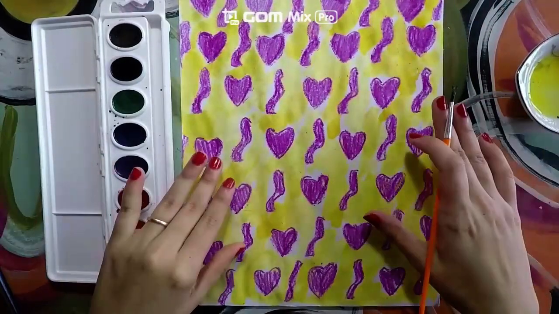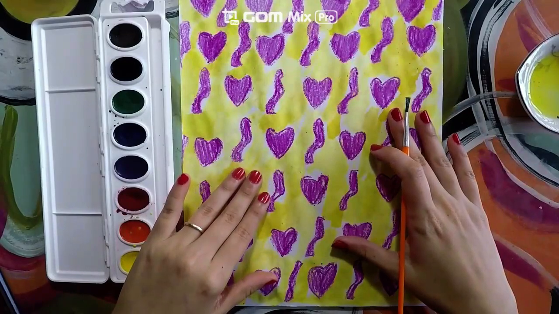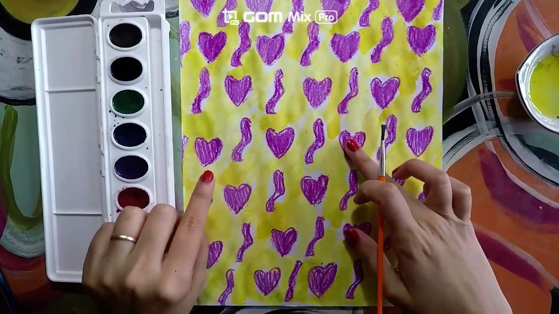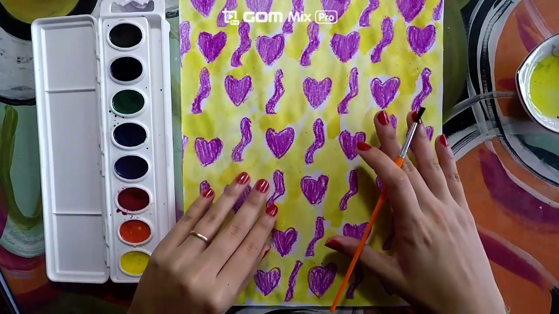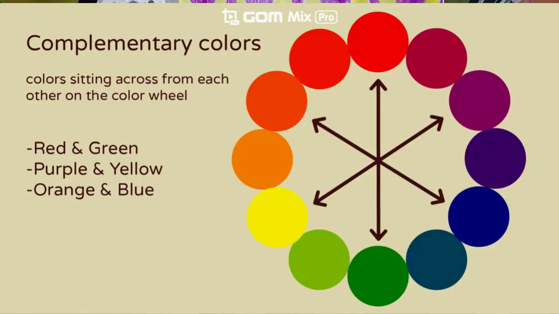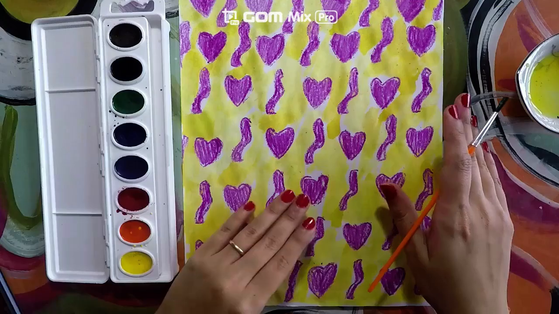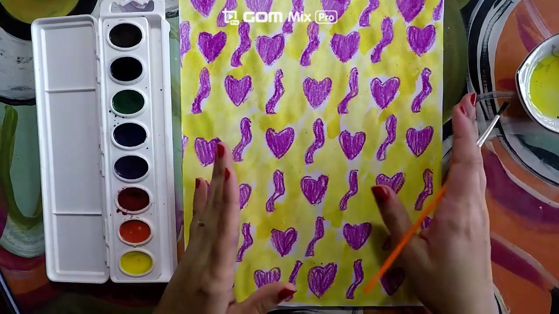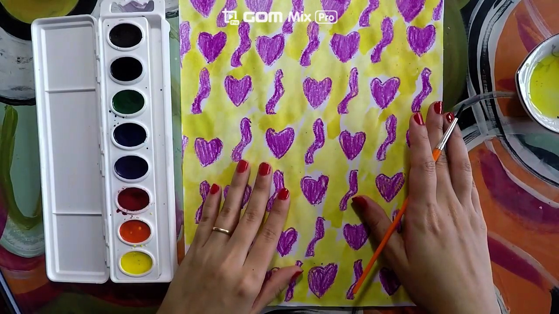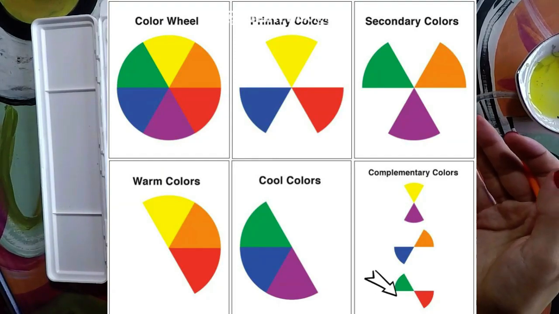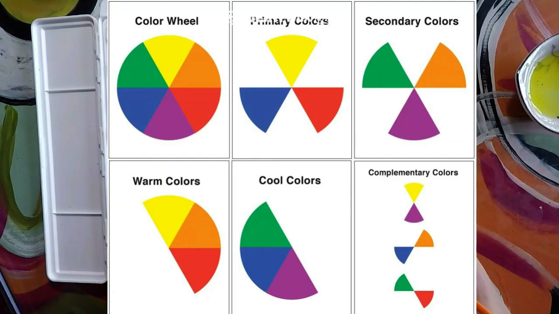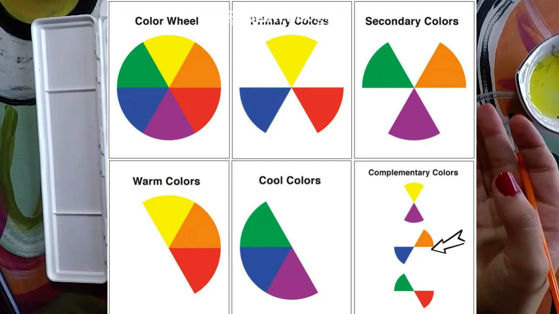Alright guys, so if you notice, I have painted the background with yellow and the stencils with purple. So I used the complementary colors. The complementary colors are yellow and purple. What is another set of complementary colors? Another set might be red and green. And our last set of complementary colors is blue and orange.